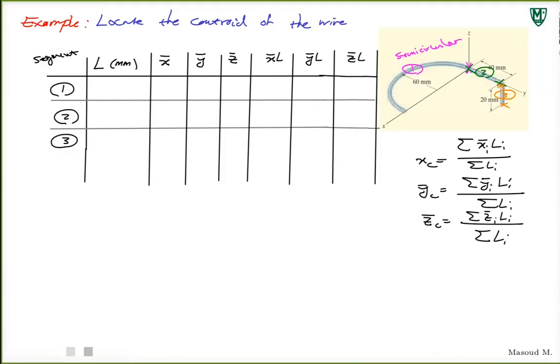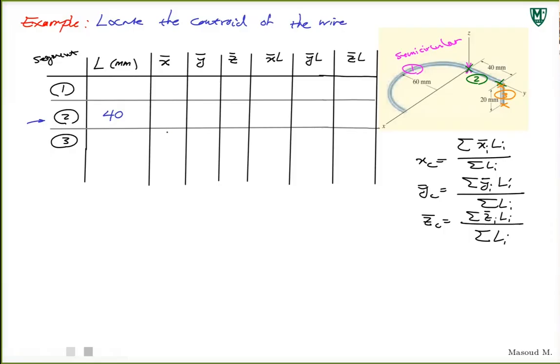All right. Segment 1, semicircular. You know what? I'm going to start with 2 and 3 because they're easier. Then we'll come to 1. Let's start with segment 2. The length of segment 2, what is that? This is segment 2. It is 40 millimeters, exactly. So this is the length for segment 2: 40 millimeters.